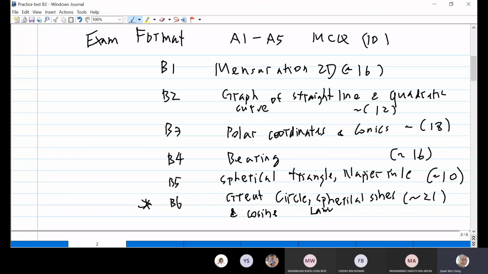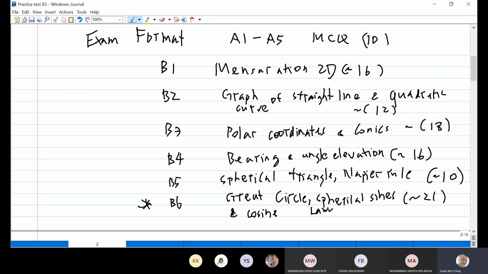Then B4 is a bearing question, an easy bearing question. You just draw a triangle and then figure out all the angles and distances, including angle of elevation, this sort of thing.